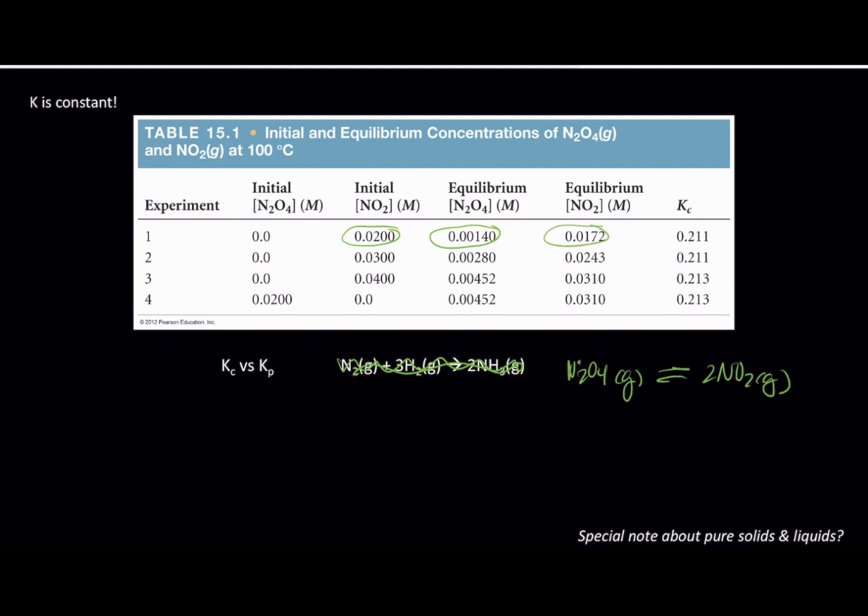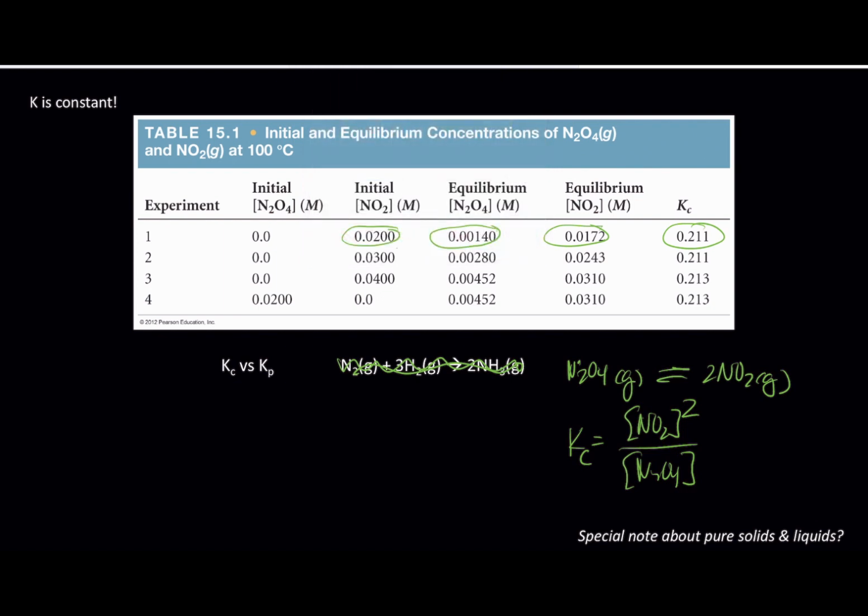And how much do I end up with? Which gives me a Kc value of that, where again K for this is in concentration. This would give us NO2 raised to the second over N2O4. That's it, and we get that for our K value. But note, here is the important part.